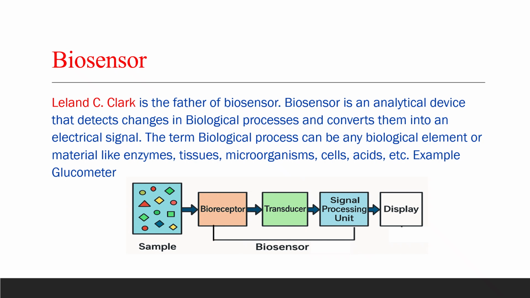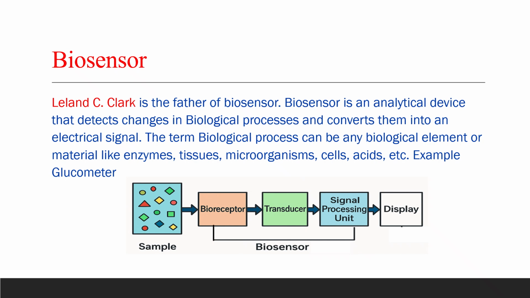And that can be converted into electrical signals, right? Any sensor finally converts into an electrical signal. So the biological element can be any biological material like enzymes, tissue, microorganisms, cells, acid, etc. One example of a biosensor is the glucometer.